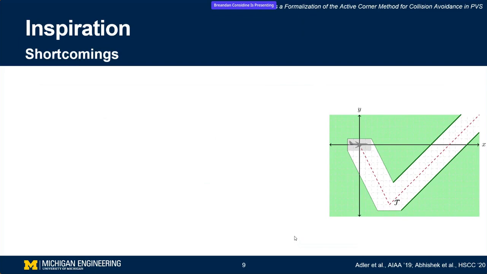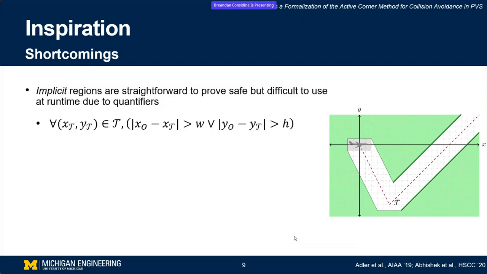Now, there's benefits and drawbacks to each of these representations, right? Implicit regions are easy to prove safe. They're natively and sort of intuitively encoding a global property of collision avoidance. For all points, don't run into anything. But it's hard to use this at runtime because of the quantifier out front.